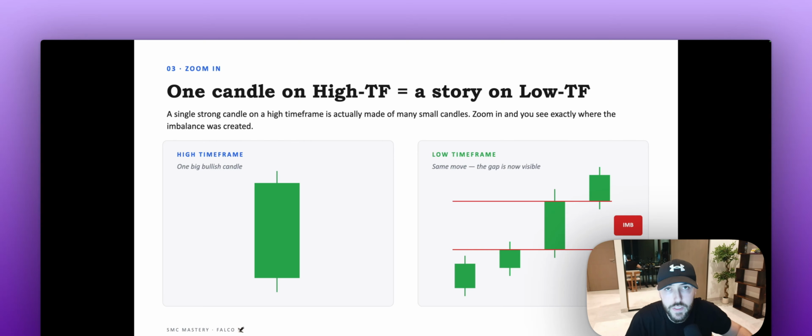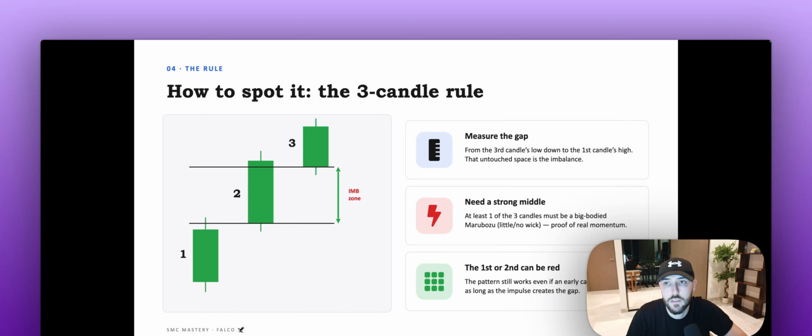So you have different kinds of imbalances, and this is why I'm going to give you the 3 candle rule. Okay, first thing, you need to measure the gap. Okay, this is the first thing. We're going to do it directly on the graph just after. Second thing, you need a strong middle. Okay, there should be momentum. That means that you should not have a candle in the middle with a big wick. Okay, it needs to be full-bodied, big-bodied, and this shows that some part of the price was skipped. Although there's one important thing that a lot of people miss: one of the first or the second candle can be red. This is important because some people only think it can be a bullish price.